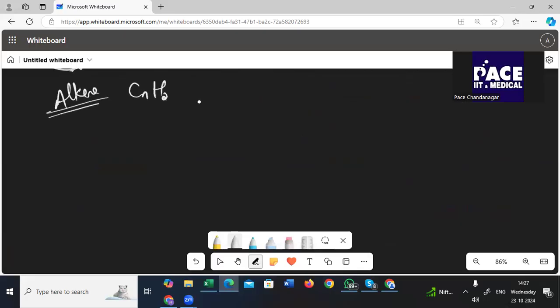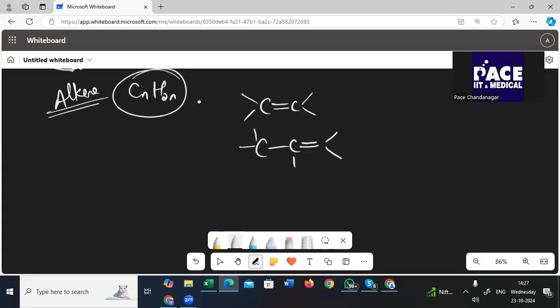Alkene is CnH2n, if you remember, and alkane was CnH2n plus 2. And alkene will definitely have a double bond. See, if you have 3 carbons, you will also have 1 double bond. You're just trying to fill up these carbons this way, and this is how we can write the structures.